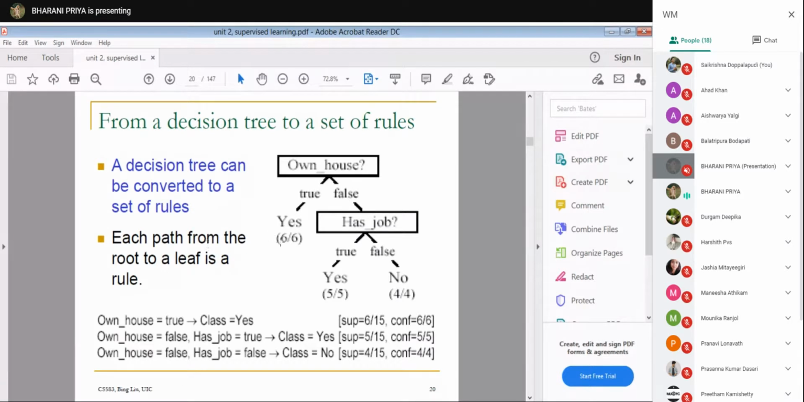One is, if all the class values are the same, you will stop. If no other attributes are left, then you will stop. Then the third condition is when no examples are left, then you will stop. What do you mean by example?